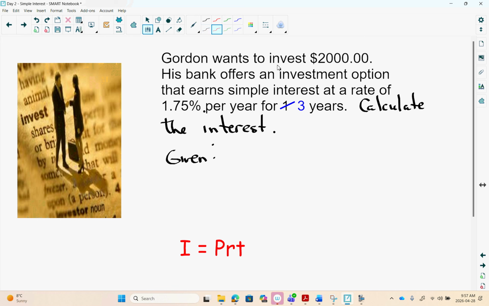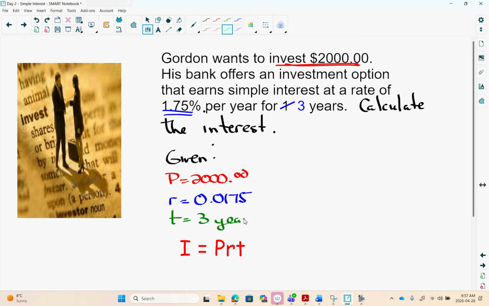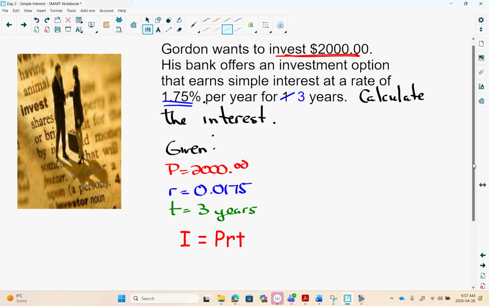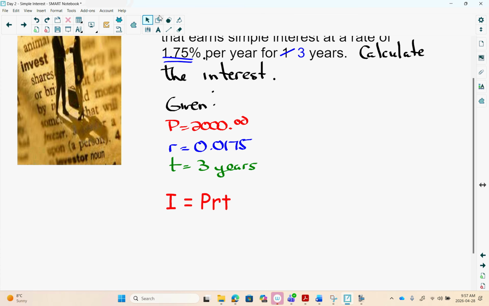The given information hasn't changed. The principal, the amount I invest, is $2,000. What's the interest rate? 0.0175. And what's the time now? 3 years. So if I want to know the interest, I'm just going to multiply those three numbers together. I is going to equal 2,000 times 0.0175 times 3. Anyone know what it should be real quick?